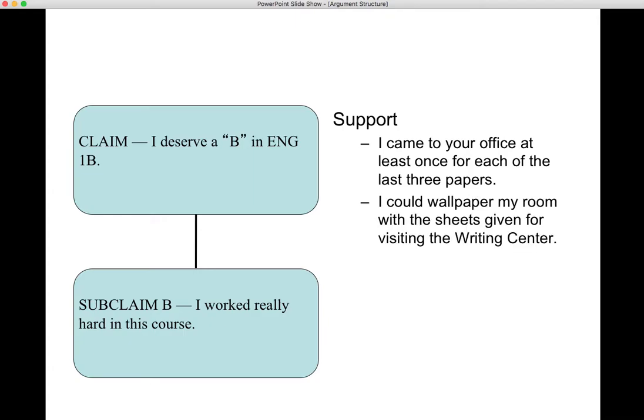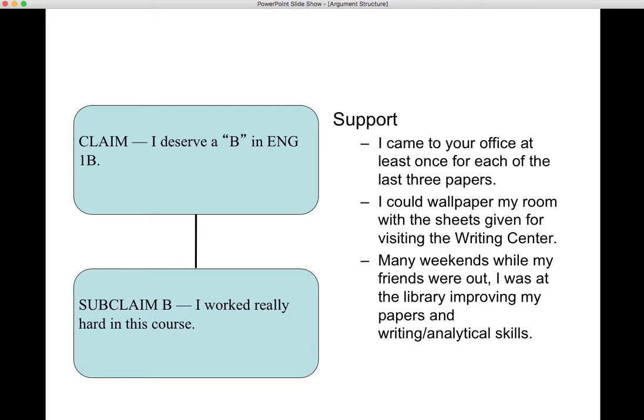Another piece of evidence, I could wallpaper my room with the sheets given for visiting the writing center. So in each of these cases, I spent all of this time outside of class that was unrequired to help improve myself as a writer. Lastly, many weekends while my friends were out, I was at the library improving my papers and writing and analytical skills. So these are all pieces of support, and like I said before, with each of these you would want to explain why they mattered. You never want to assume that the reader will see the evidence the same way you do.